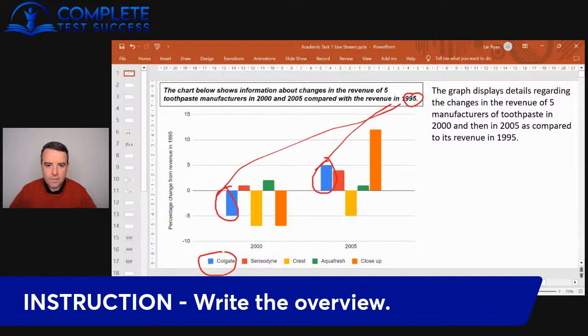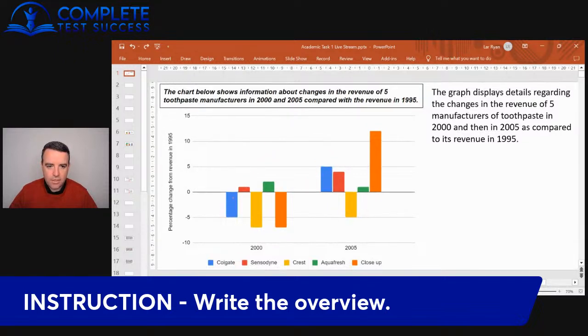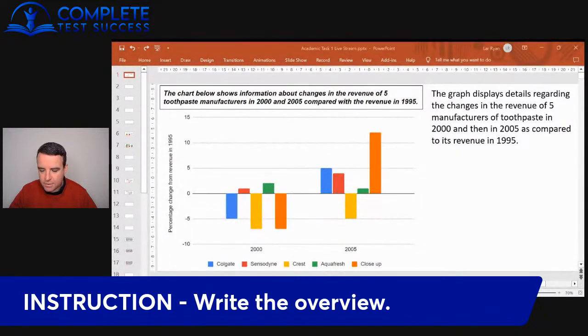But what we don't want to do is compare these two together, because it's challenging. Rather than comparing this one with this one, we want to compare them this way. So comparing them with 1995, because that's what the chart is showing. It's comparing them with 1995. That's going to be the most direct way to do it. So let me just check, has anyone attempted the overview here yet?